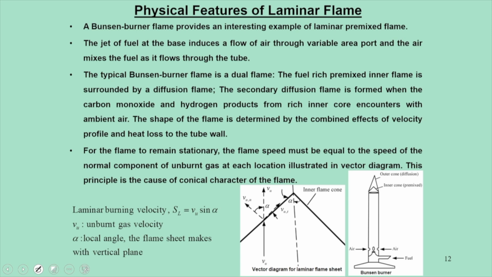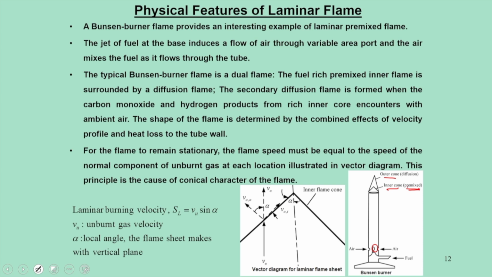In order to see all those effects, we need to bring in the concept of the Bunsen burner flame, where, as sir was explaining before, we have a regulated knob which controls the air entering and the fuel entering. By controlling the knob, we can generate two types of flame, laminar premixed or diffusion flame. Typically a Bunsen burner flame is characterized by two things. One is the inner cone, the other is the outer cone. The inner cone is called the premixed flame and the outer cone is the diffusion flame.